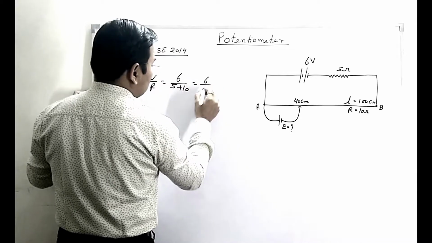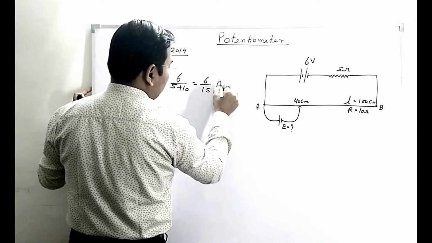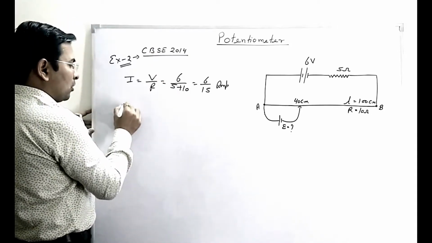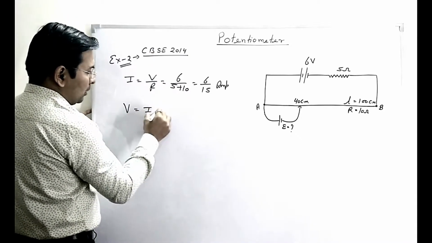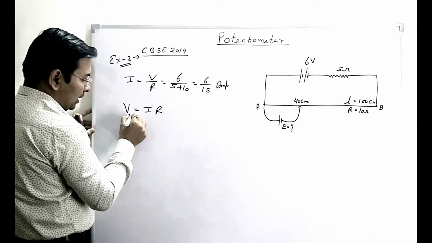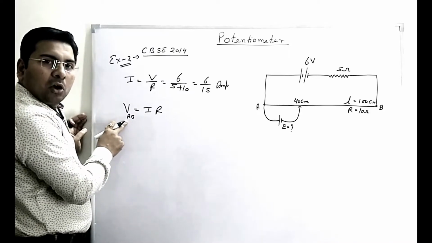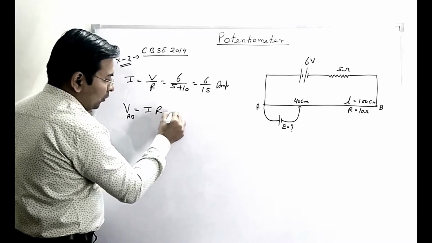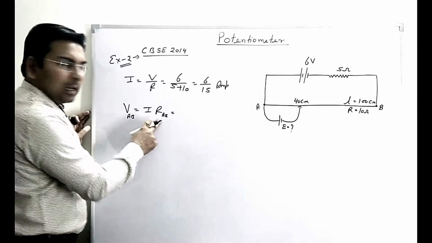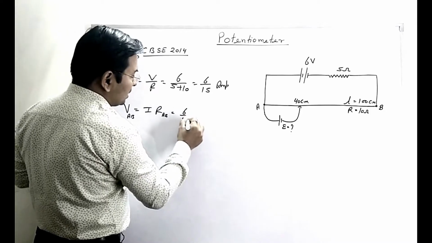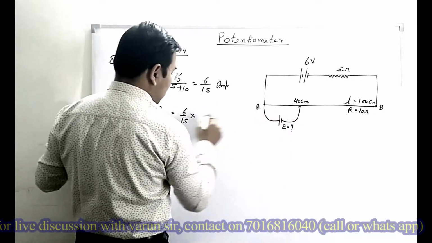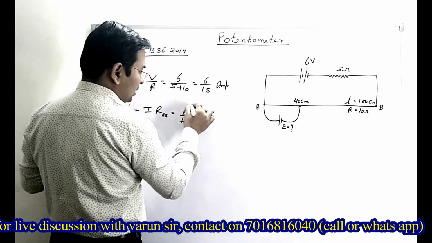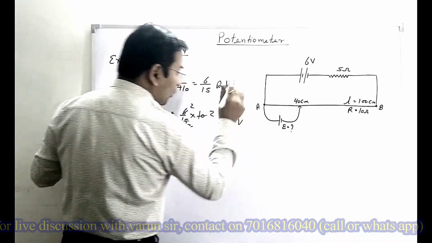So this is 6 upon 15 ampere, the current flowing through the circuit. Now again from Ohm's law, V equals IR. We need the potential drop across the wire AB, which equals IR. Now we need the resistance of the wire AB. Current is 6 upon 15 and the resistance is 10. So 5 3s are 5 2s are 3 2s are, this is 4 volt.